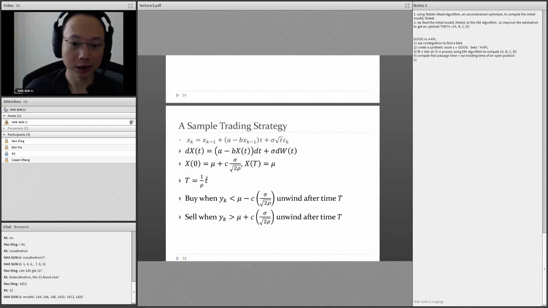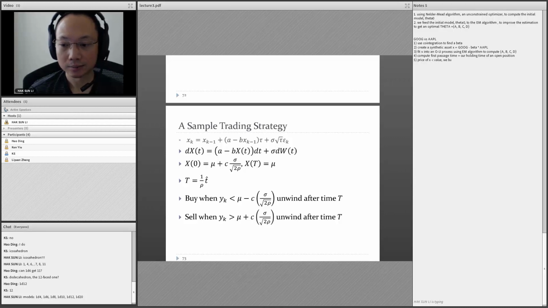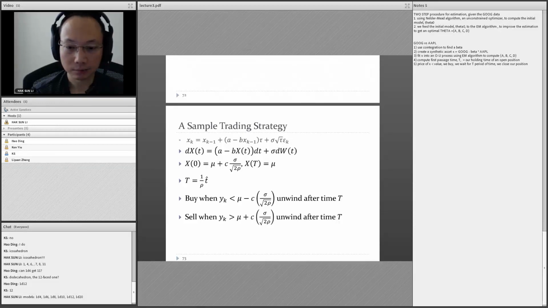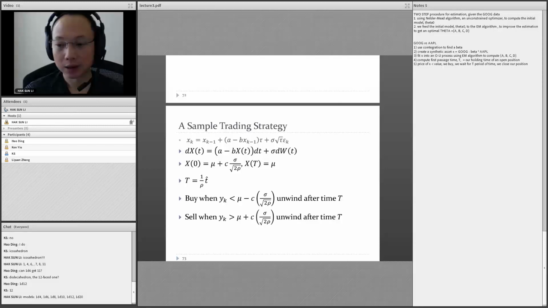And then we monitor the market. So basically, when the price of X falls below a threshold, we buy. Let's denote the first passage time as T. We wait for T period of time, and then we close our position. Likewise, when the price is above a threshold, we sell, and then we unwind the position after time T. Okay, so this is a sample strategy based on everything that we just discussed today. You see, all the mathematics tied together, from co-integration, from the OU process, from using the EM algorithm to do parameter calibration, they all fit together in this picture.